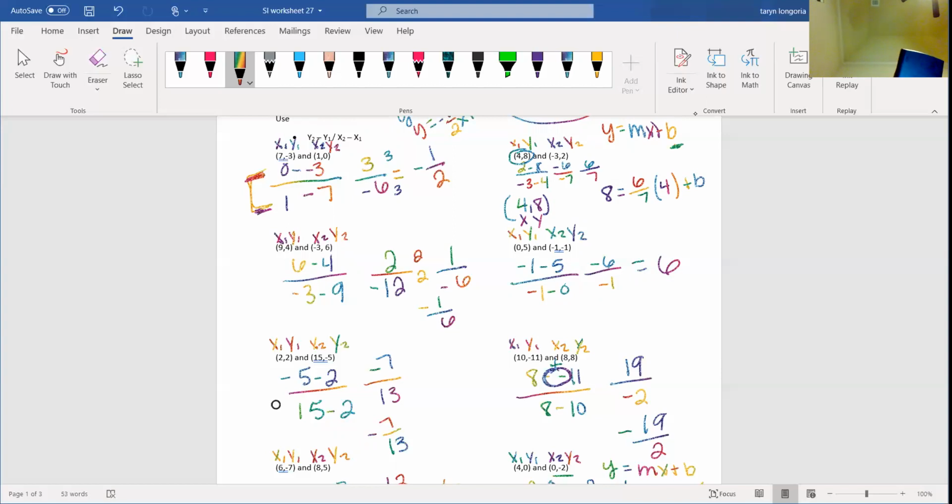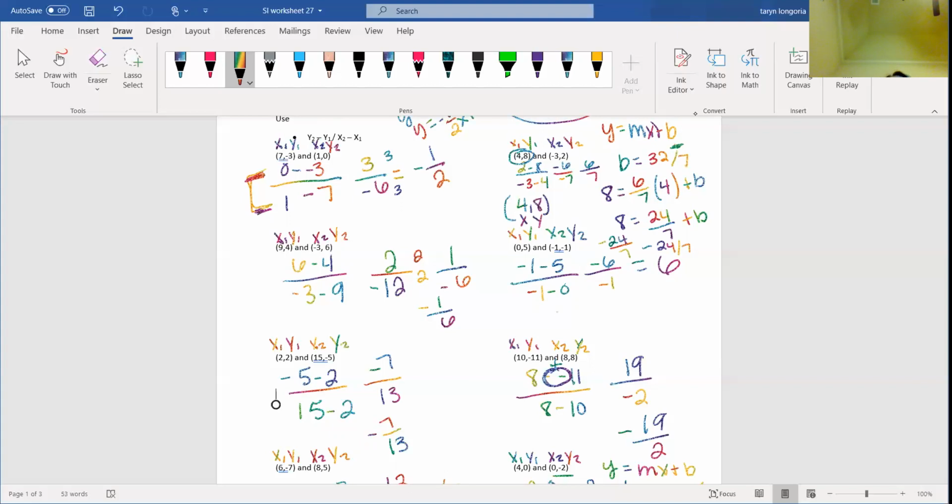So 6 divided by 7 times 4 is 24 over 7. So 8 equals 24 over 7 plus b. Now you want to get b by itself, so you're going to minus 24 over 7 from 8. So your b is going to equal 8 minus 24 over 7. So your b is going to equal 32 over 7.